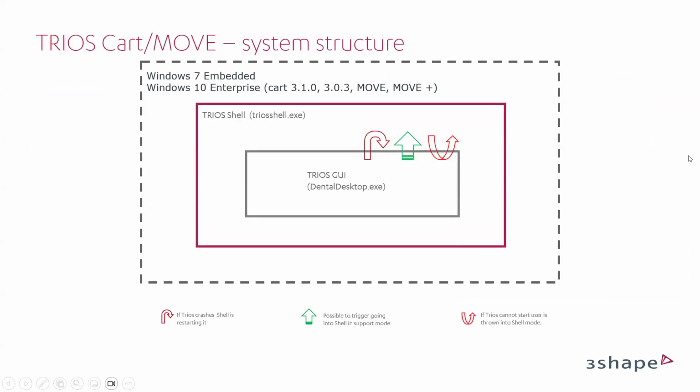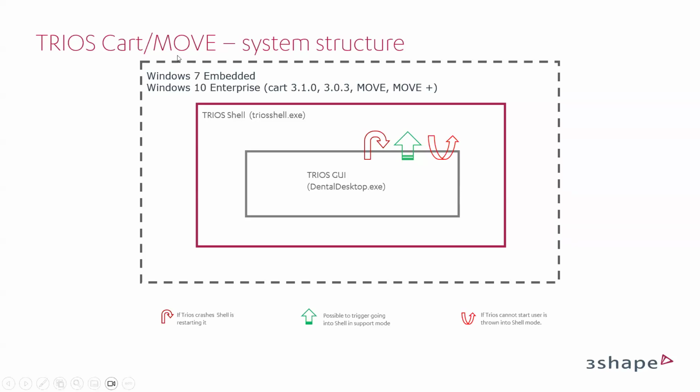Also, we'll just check some Trios cart and Move structure. We probably had some devices that are called the Trios cart. Some of them had Windows 7 installed, and some had Windows 10 installed. So you can see the generations of Trios cart and Move Plus that we have.